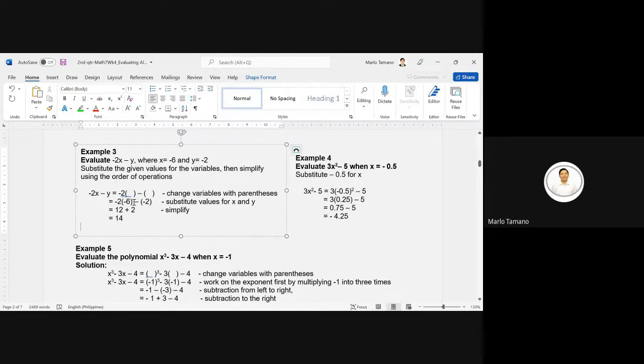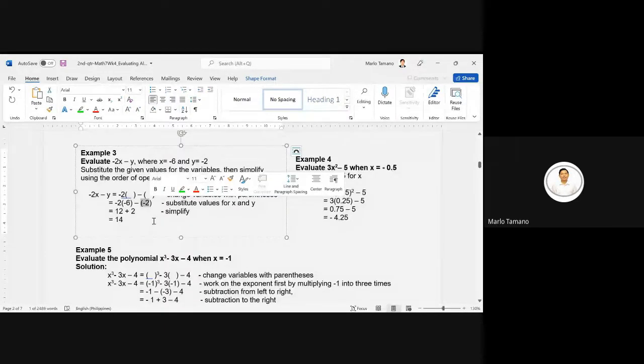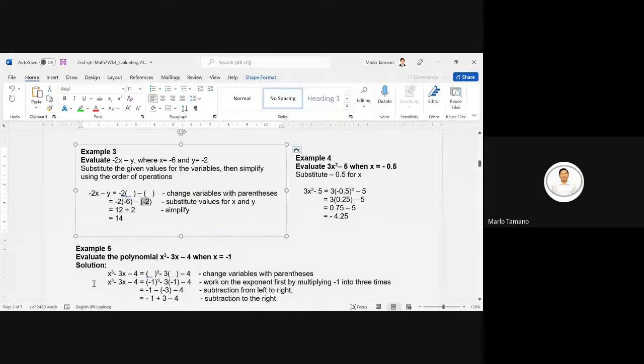What shall we do with this? Change the operation. Sa subtraction of integers, di ba sabi natin, change the operation from subtraction to addition. Papalitan ninyo po. Then, change the sign of the subtrahend, negative 2, gawin yung positive. E di plus 2. So 12 plus 2 na po. Simplify, 12 plus 2 is 14. Okay po?